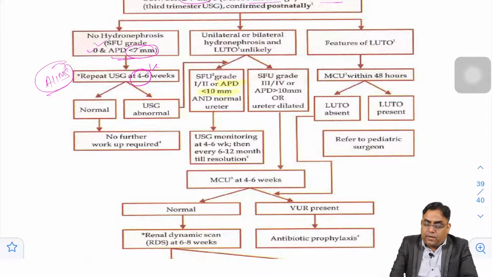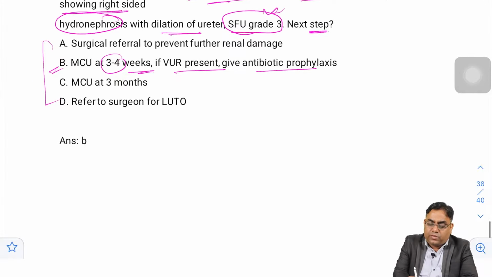APD is less than 7. Now, if the unilateral or bilateral hydronephrosis and lower urinary tract outflow unlikely, so if there is SFU grade 1 and 2 and anteroposterior diameter less than 10, then USG monitoring at 4 to 6 weeks. Now, if the SFU grade is 3 and 4 or APD is more than 10, then MCU at 4 to 6 weeks. So, these 3 values are very important: less than 7, less than 10, more than 10. Okay. Less than 10, 4 to 6 week USG monitoring, but more than 10, MCU at 4 to 6 weeks. So, here the 4 to 6 means 4 weeks is there, that is why the answer is B.